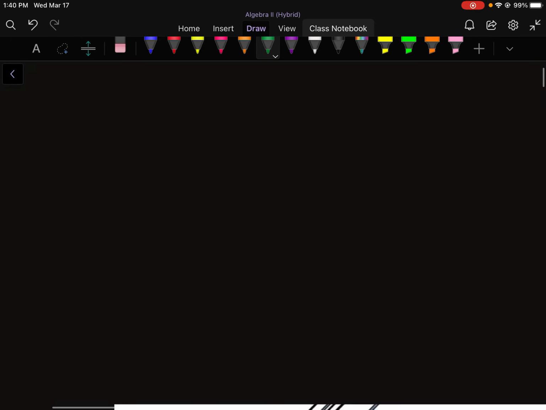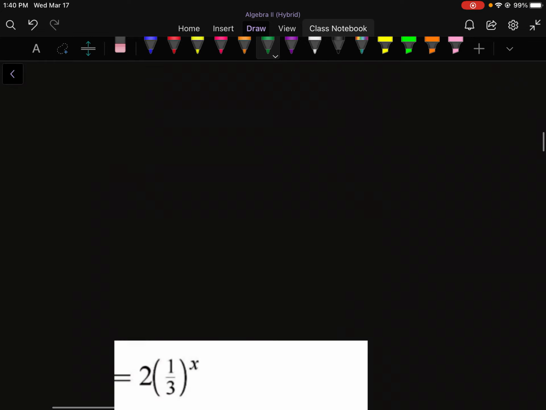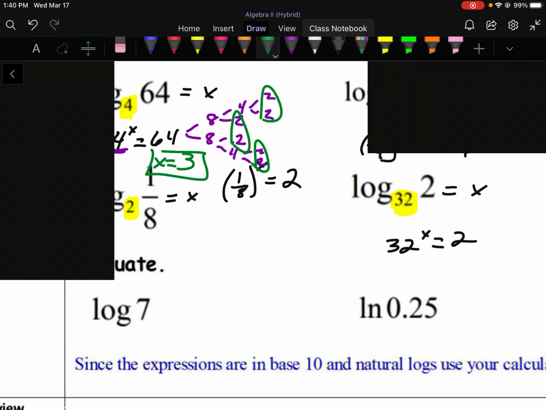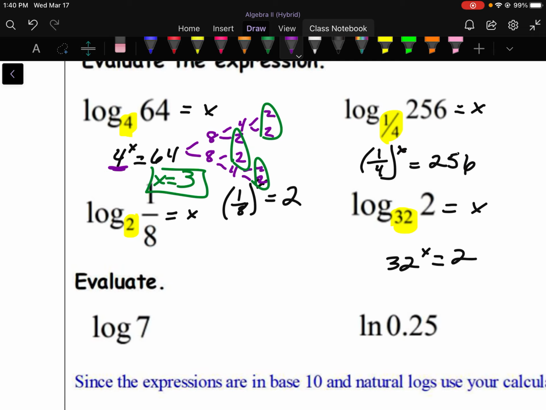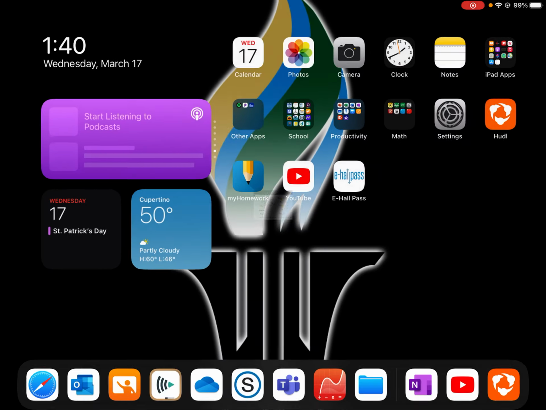It says evaluate. All right, so you don't see a base here. That means we're assuming it is 10. And over here, because it's a natural log and there is no base, we assume that it is e. So when you see those situations, you can go ahead and use your calculator.